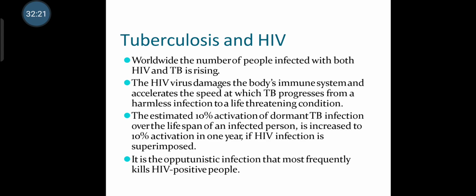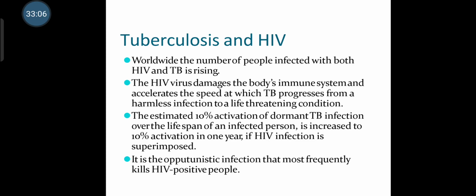Next is tuberculosis and HIV. These two diseases are taken together because HIV patients, who are immunocompromised, are highly prone to tuberculosis because of their immunocompromised condition. Worldwide the number of people infected with both HIV and TB is rising a lot. The HIV virus damages the body's immune system, the person becomes immunocompromised, may get affected with tuberculosis, and it progresses.